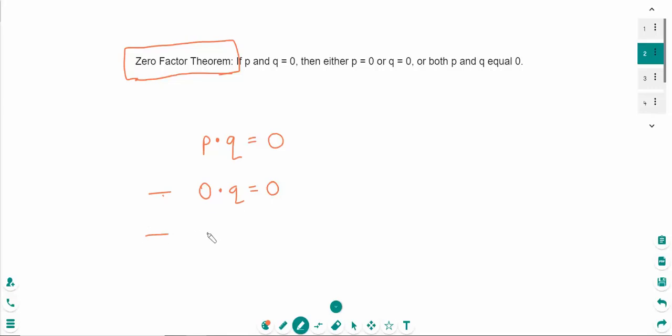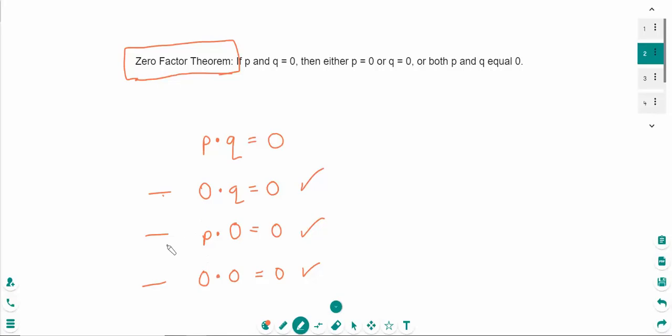Option 2 might be that Q is 0. So that would mean P times Q is 0, and that would also give me 0. So this one is true, this one is true. The third option would be, well, P would have to be 0 and Q would have to be 0. And then once again, I could get 0 as a product. Okay? So those are the only 3 choices.